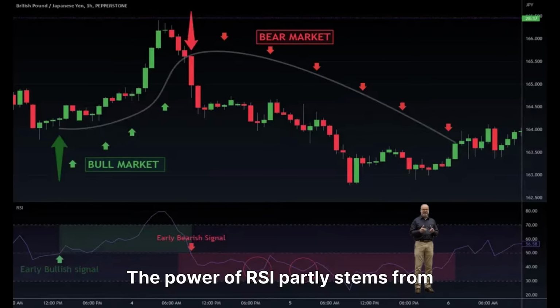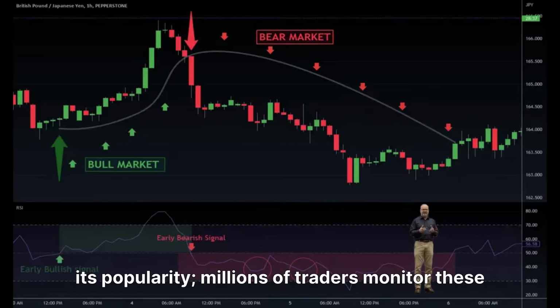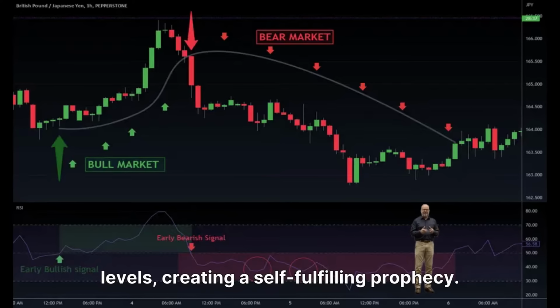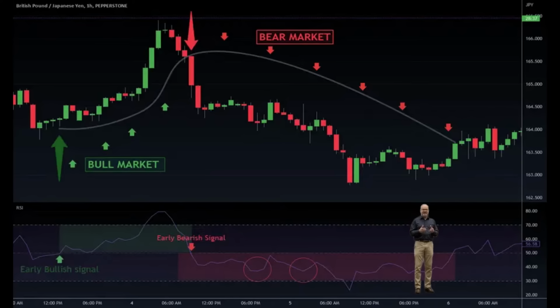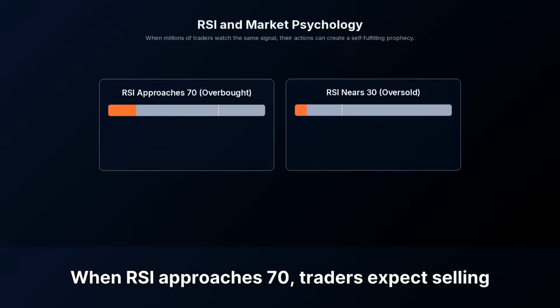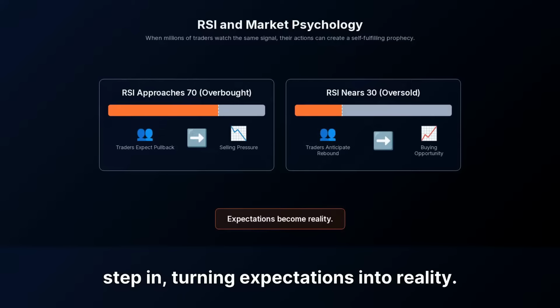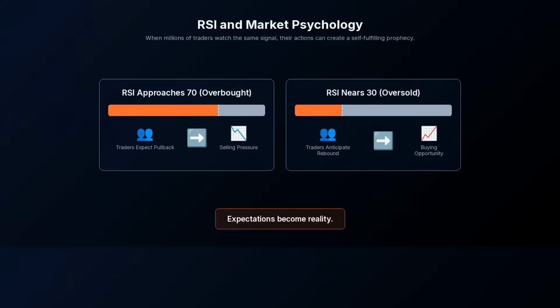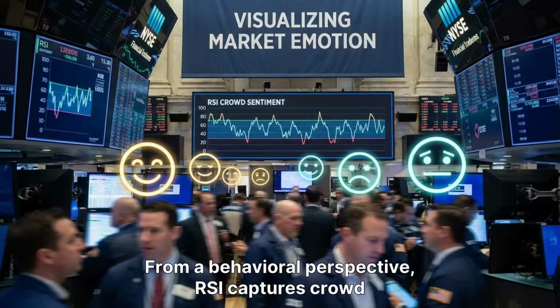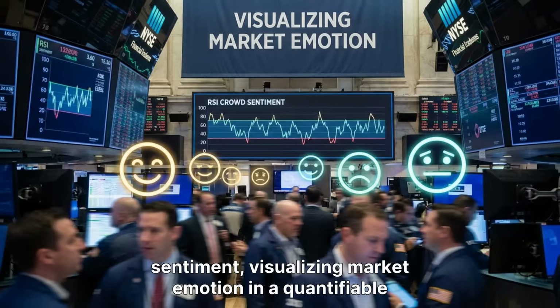The power of RSI partly stems from its popularity. Millions of traders monitor these levels, creating a self-fulfilling prophecy. When RSI approaches 70, traders expect selling pressure, and when it nears 30, buyers step in, turning expectations into reality. From a behavioral perspective, RSI captures crowd sentiment, visualizing market emotion in a quantifiable form.